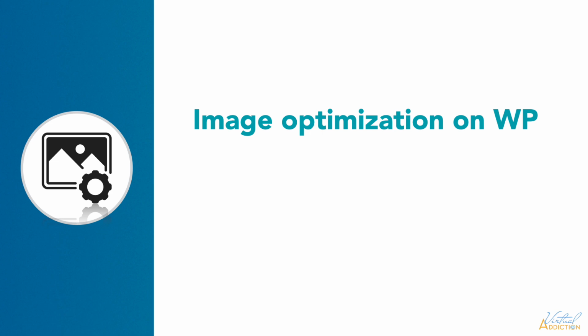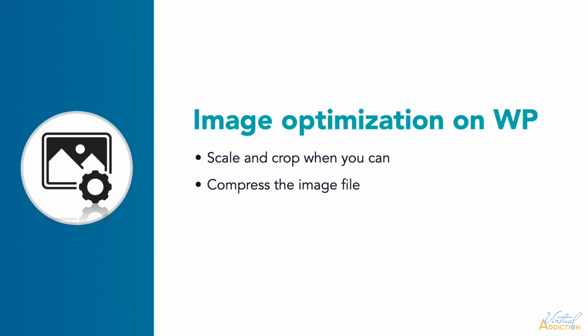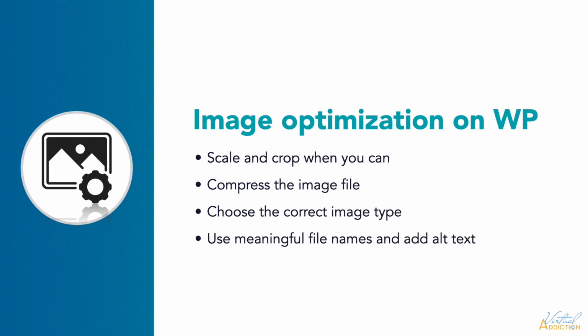Methods include cropping or scaling images to the appropriate dimensions for your website, using compression algorithms to reduce file size without losing too much quality, choosing the right format, and this includes selecting the most suitable image format like JPEG or WebP depending on the image type. And finally, you'll want to use meaningful file names and be sure to add alt text.